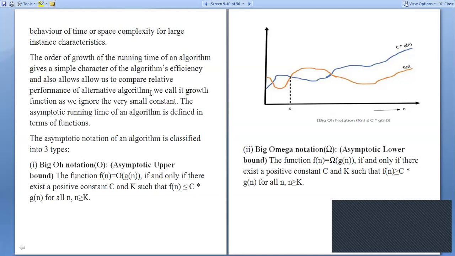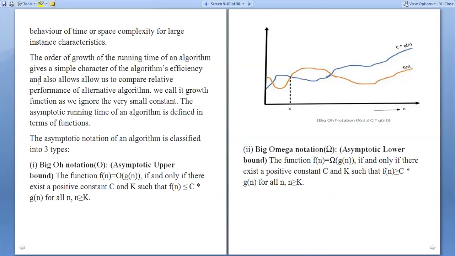So for this, we need to know the asymptotic notations concept, and also allows us to compare relative performance of alternative algorithms. When there are several algorithms for solving the same problem, then you can find the relative performance of these algorithms. Then you can finally find which algorithm is the best one, and you can use that particular algorithm.